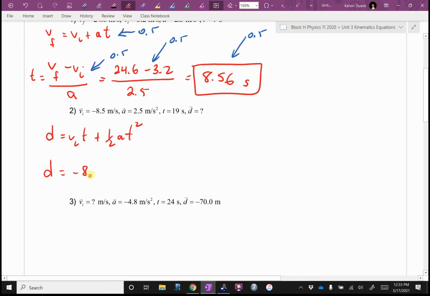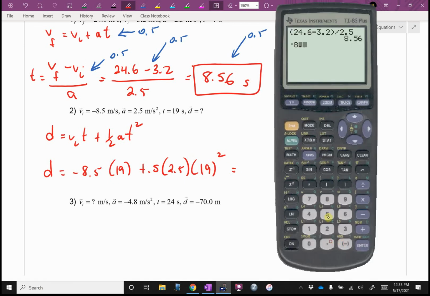It's going to be negative 8.5. I guess we started out going backwards. Times 19 plus 0.5 times 2.5 times 19 squared. And if you've listened to me and you've got a good calculator, you can type that all in one line, and you can kind of see what you've typed, backspace and edit, check for typos before you hit equals or enter. Is it 289.75? I'm going to write 290 because the third sig fig would be this 9.